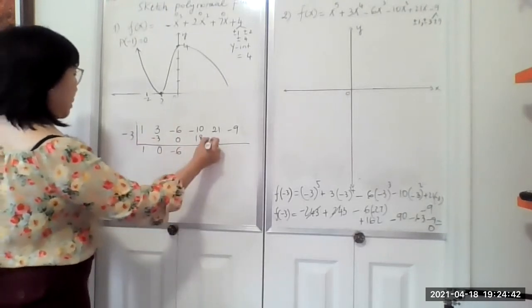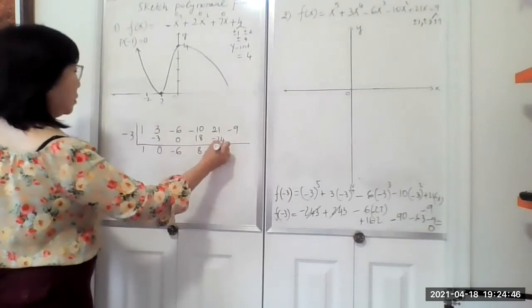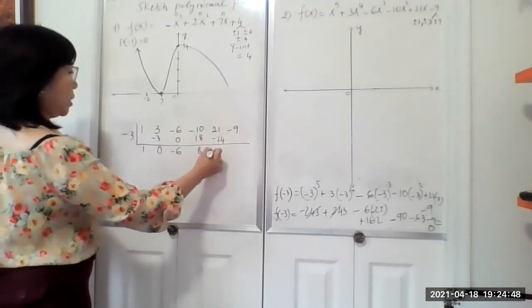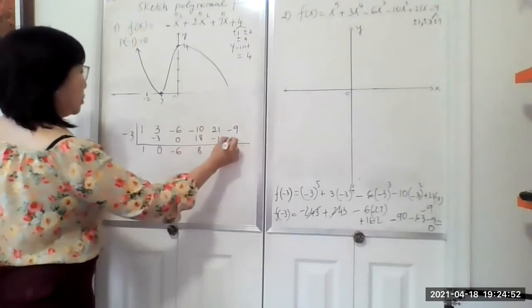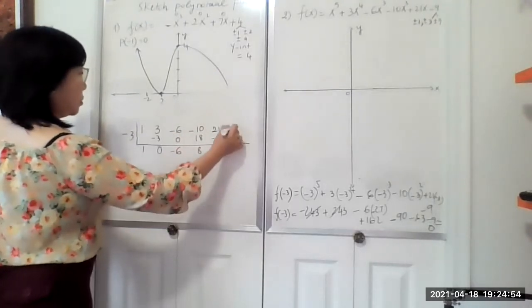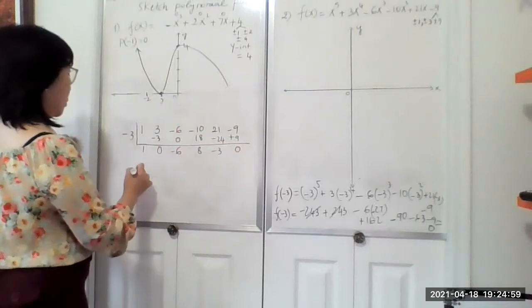8 times -3 is -24. 21 plus -24 is -3. -3 times -3 is positive 9. So -9 plus 9 is 0.